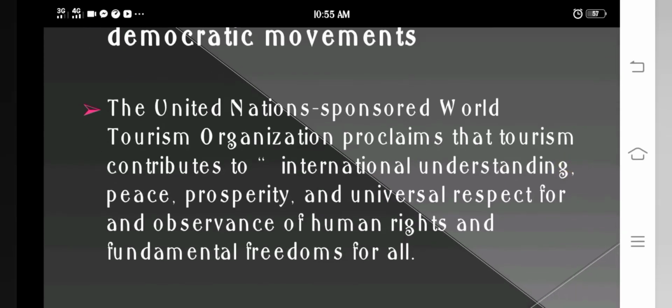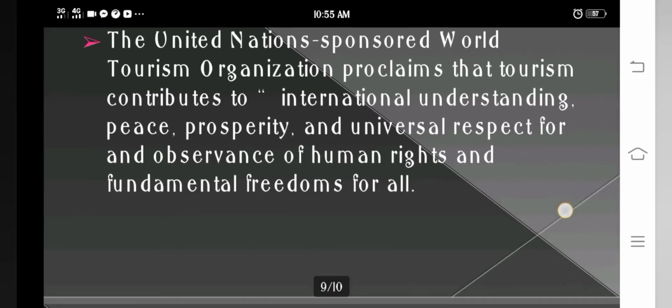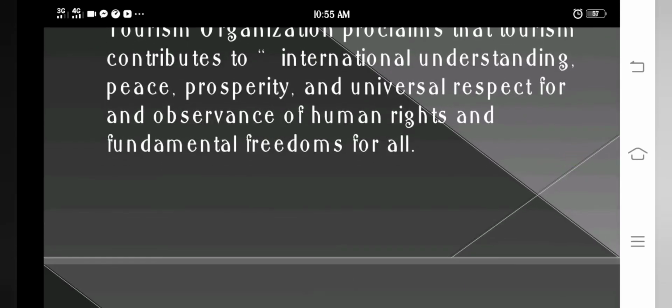The United Nations sponsored World Tourism Organization proclaims that tourism contributes to international understanding, peace, prosperity, and universal respect for and observance of human rights and fundamental freedoms for all.